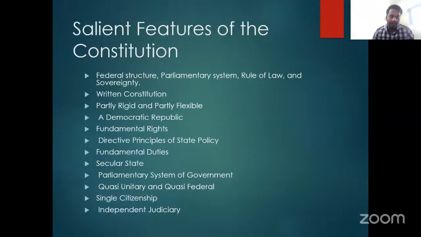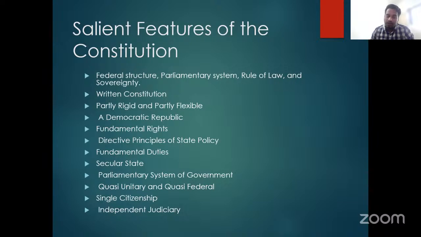Partly rigid and partly flexible. What is it? That means it is neither purely rigid nor purely flexible. It is a blend of rigidity and flexibility. That means some parts of the constitution can be amended by the ordinary law making process of the parliament.